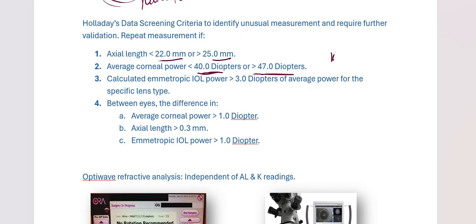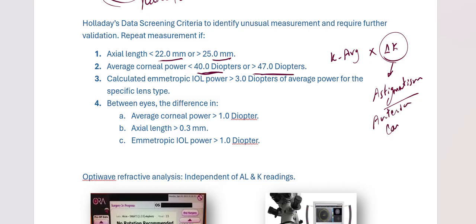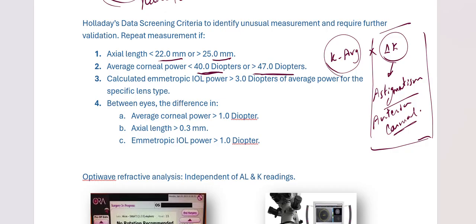By the way, K average is not delta K. Delta K is a measure of the astigmatism, not only corneal astigmatism, anterior corneal astigmatism. So delta K is not accurate in post-LASIK cases, for example. K average as well is not accurate after LASIK, but delta K is not involved, is not a variable in the formulae for IOL calculation, while average K is involved in biometry.